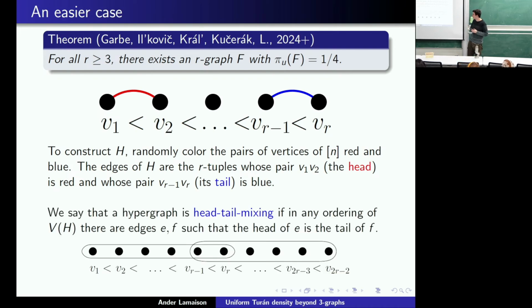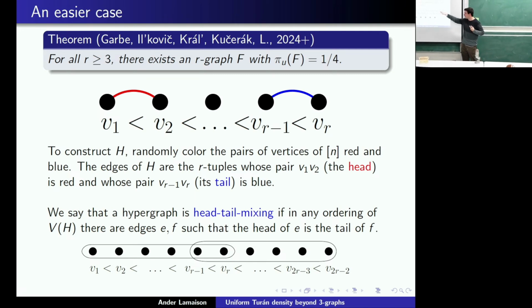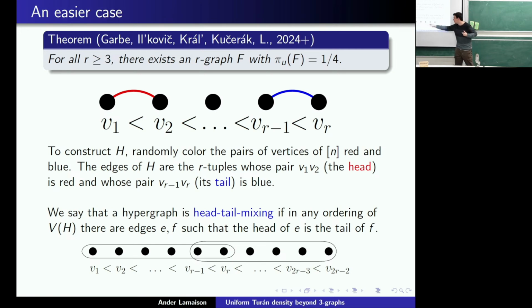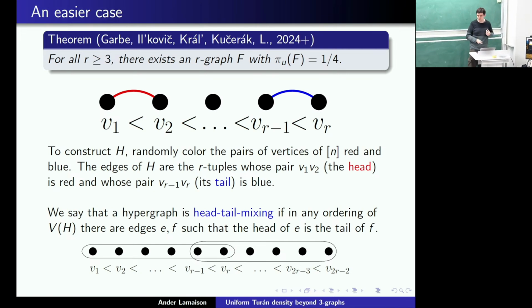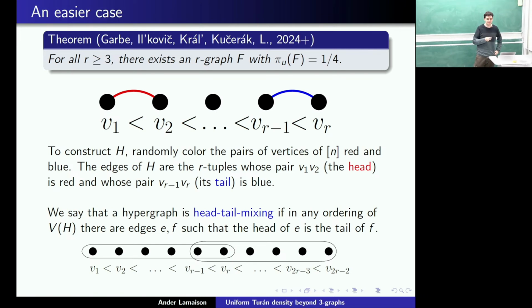So we can say that a hypergraph is head-tail mixing if no matter how you reshuffle the order of the vertices, you always see a pair of edges that intersect precisely in this form, precisely heads with tails. So certainly any head-tail mixing hypergraph will not be contained in the construction above, and therefore the uniform Turán density will be at least 1/4.